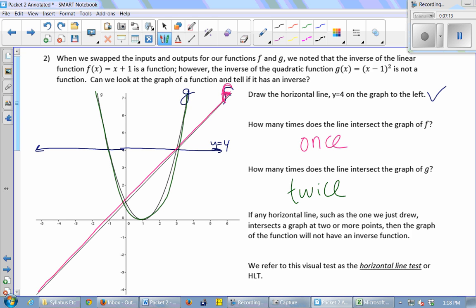So it turns out that if any horizontal line, like the one we just drew at y equals 4, intersects a graph at 2 or more points, then the graph of the function will not have an inverse function. Okay. And we refer to this as the horizontal line test.